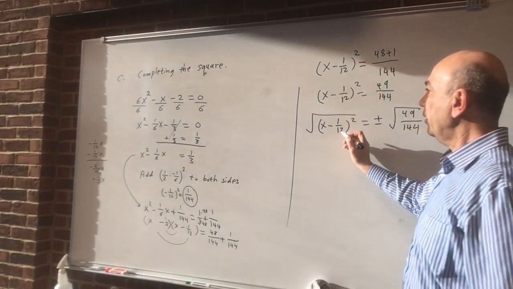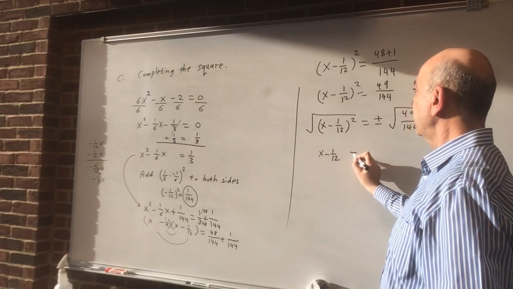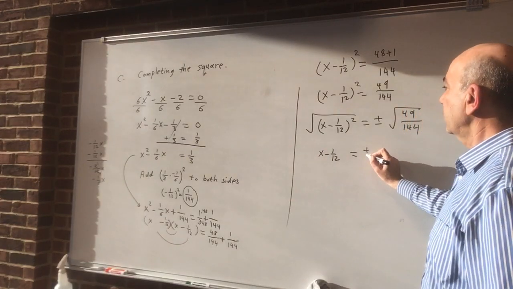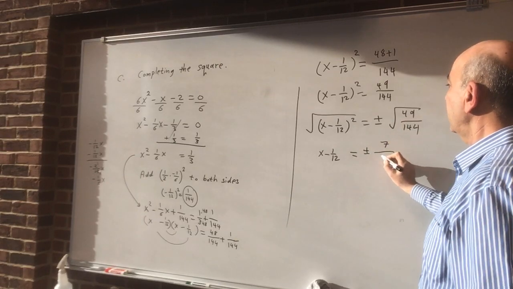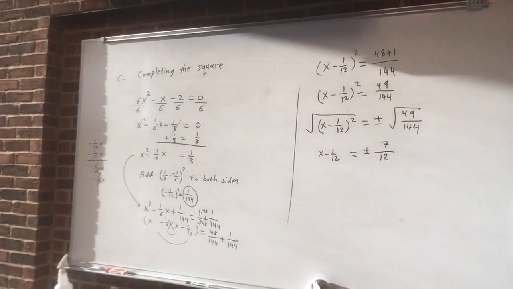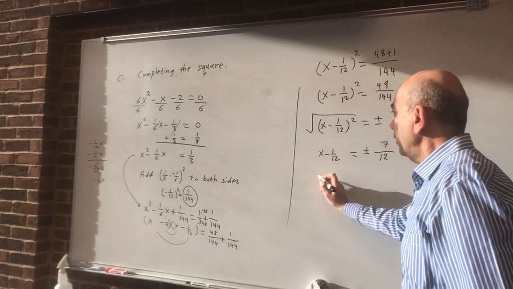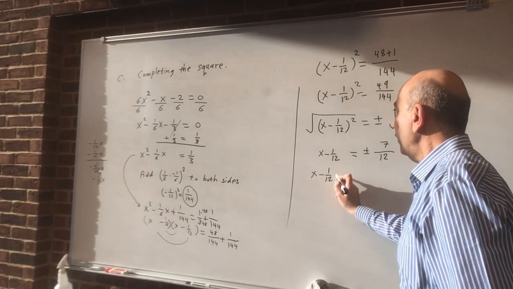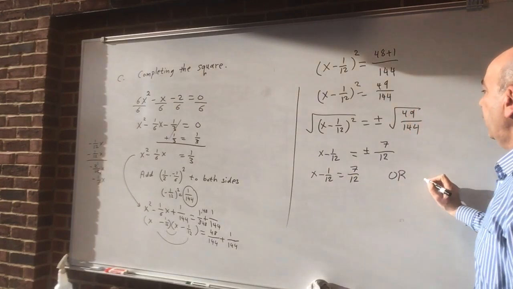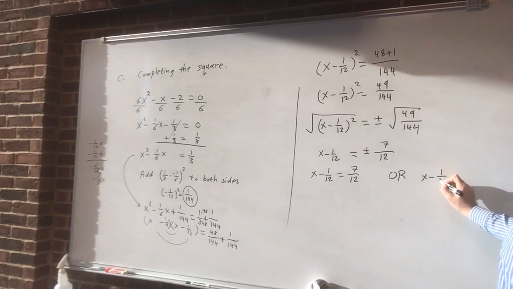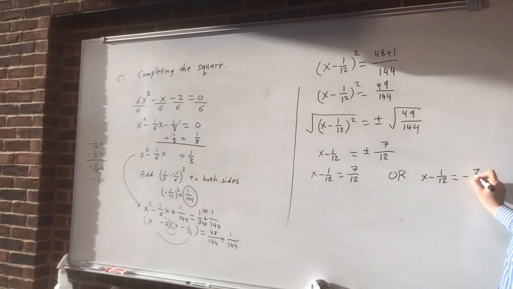Now the left hand side equals what? Divide the power by the index. The square root of 49 is 7 over 12. So now we have x minus 1 over 12 equals positive 7 over 12, or x minus 1 over 12 equals negative 7 over 12.